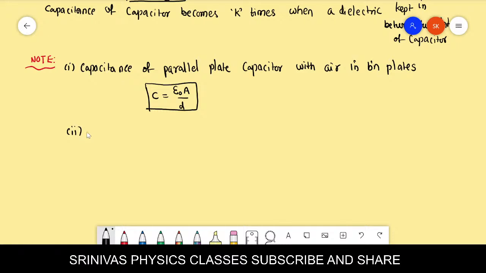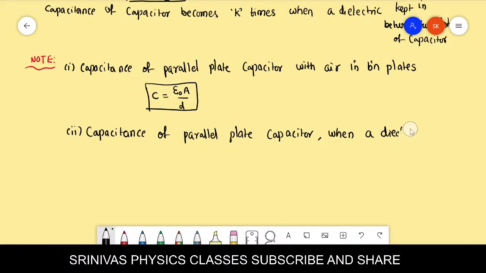And the second point is the capacitance of a parallel plate capacitor when a dielectric substance is completely filled between the two plates, right?